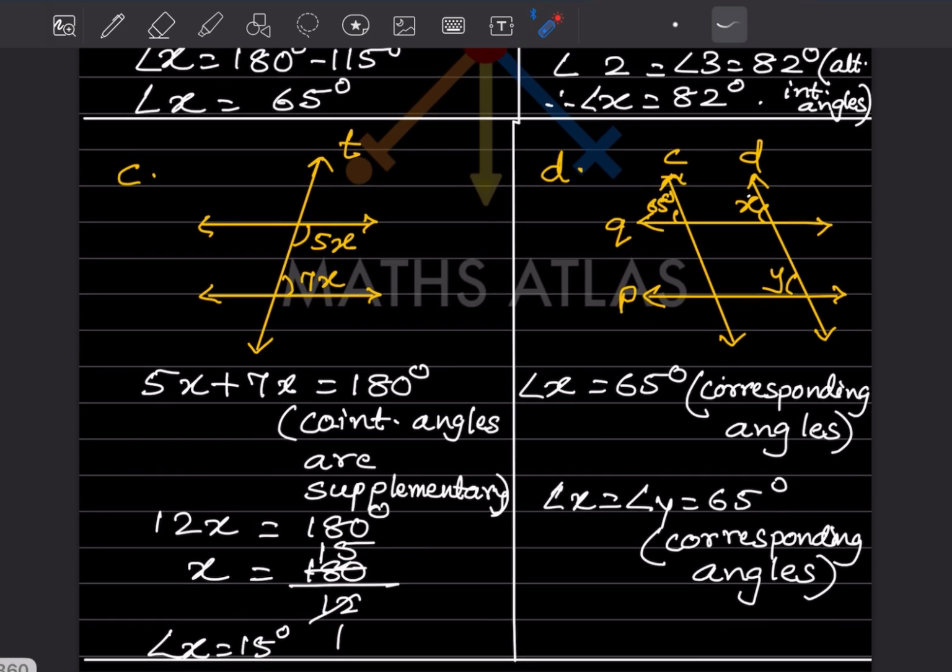So now we have done this for ABC. They just asked us to find angle x, and from D to the rest, all we are going to find out is x and y. So here, let's start with this one.